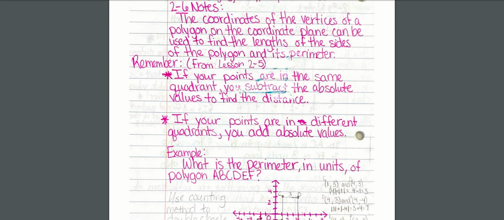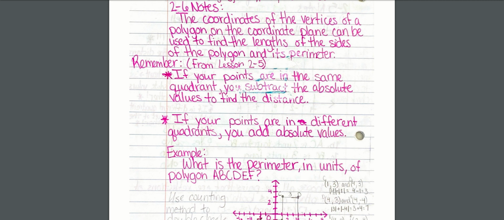So lesson 2.6 is really important, as I discussed in the video that we took from Envisions. The coordinates of the vertices of a polygon on the coordinate plane can be used to find the lengths of the sides of the polygon and its perimeter. So if you were at a dig site, for example, acting as an archaeologist, and you wanted to see how much rope you need, just like the example one and try it video, what you would need to do is exactly the math that we are going to do here.